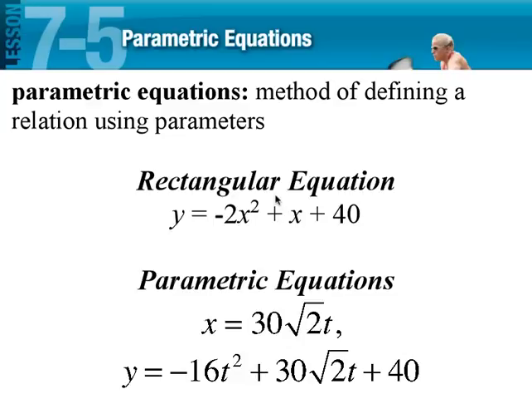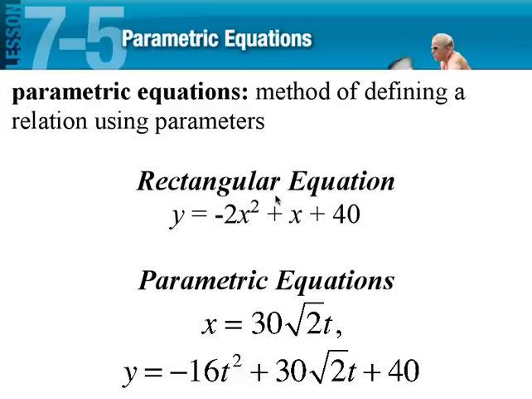Parametric equations, there are two equations, and they are a method of defining a relation by using parameters. So there's an example of what a rectangular equation is, and then there's an example of what the corresponding parametric equations would be. If you notice, there's two different equations. That's why we have the plural form. I'll let you go ahead and get that down, and then we've got another slide we're going to talk about.